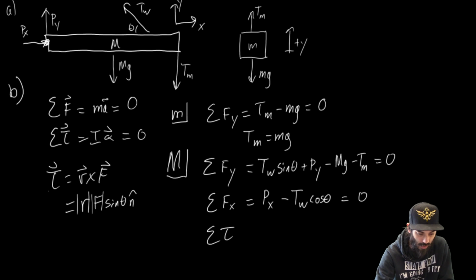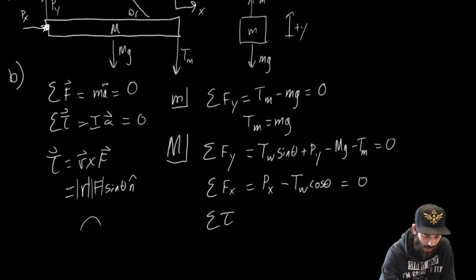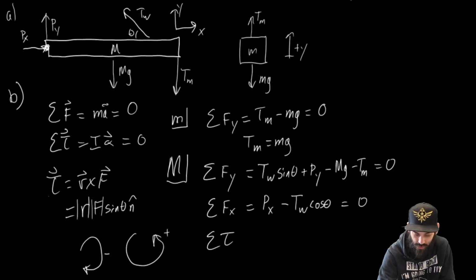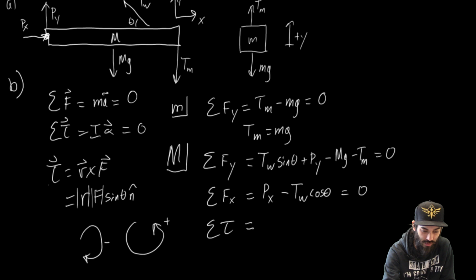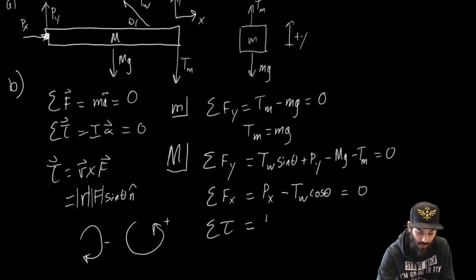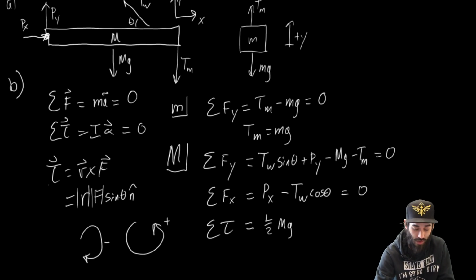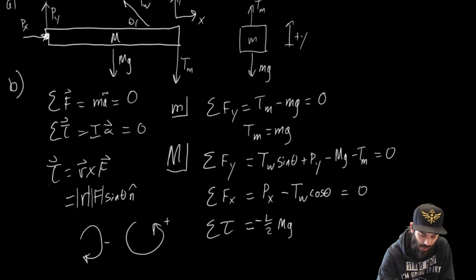Doing that, and defining the clockwise direction to be negative and the counterclockwise direction to be positive, we can say that the torques acting on this include capital Mg, acting a distance of L over 2 from that point of rotation. So this is L over 2 times Mg. The angle between this force and the vector that points from the point of rotation to where the force is acting is 90 degrees, so the sine is sine of 90, which is 1. And this is also negative per our convention for clockwise being negative.